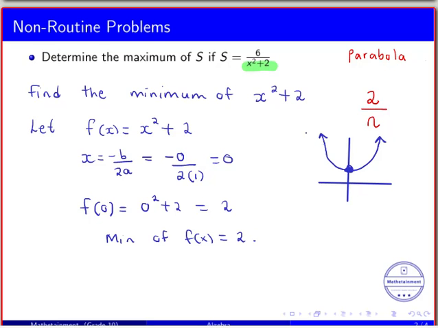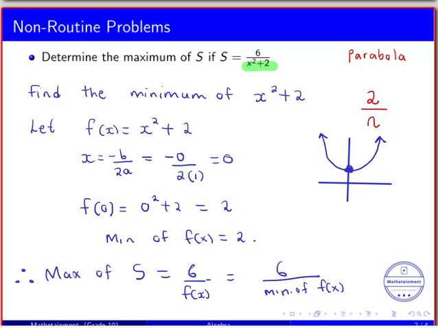Now that we know the minimum of f at x, and remember f at x is the denominator there, this is enough to confirm that the maximum of s, which is given by 6 over f at x, is the same as 6 over the minimum of f at x. And this is 6 over 2, and the maximum, ladies and gentlemen, is 3. That's how to find the maximum.